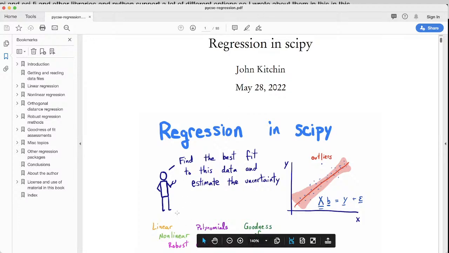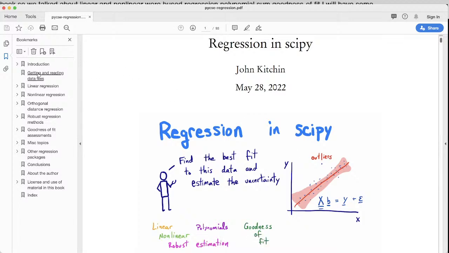So we talk about linear, nonlinear, robust regression, polynomials, some goodness of fit. We have some uncertainty quantification, and I'll go through a couple of things.